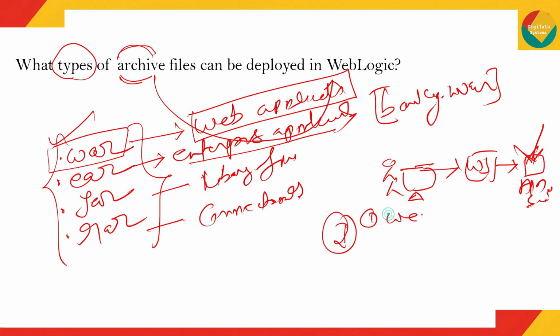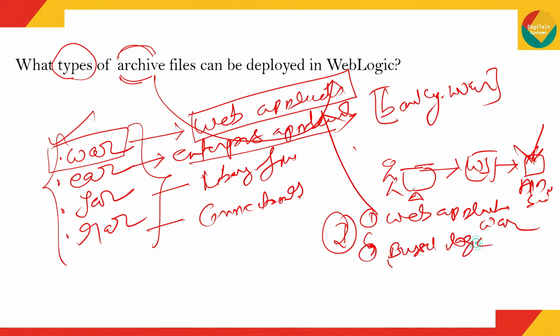The first is the web application. This we have seen here, the WAR file. And second is the business logic, which is the actual code which is getting executed at the server end, right? So that means business logic is something which is used by your front end.